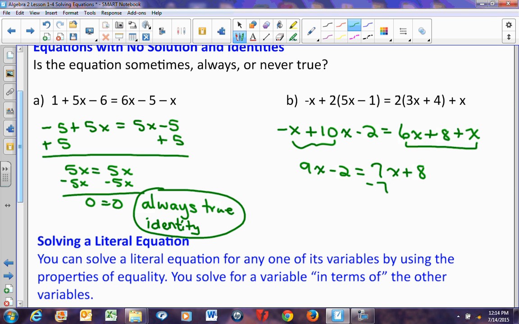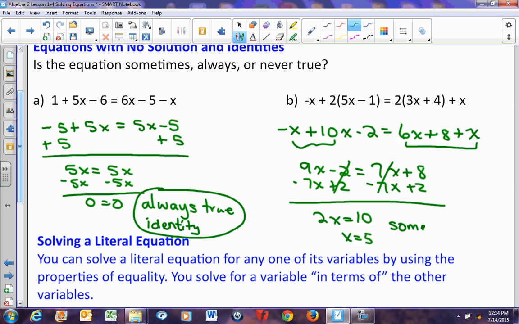So I'm going to subtract 7x from both sides. I'll add 2 to both sides. And I will get 2x equals 10, so x will equal 5. x equals 5 is true for this equation, but it may not be true for all values, which means this is sometimes true. If you get an equation that has an answer, that means it's sometimes true. It only works sometimes. In this case, it will come out true every time you substitute 5 for x. If I substitute in something other than 5, it will be a false statement.